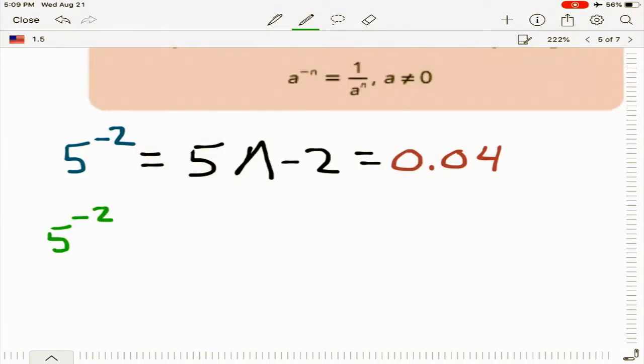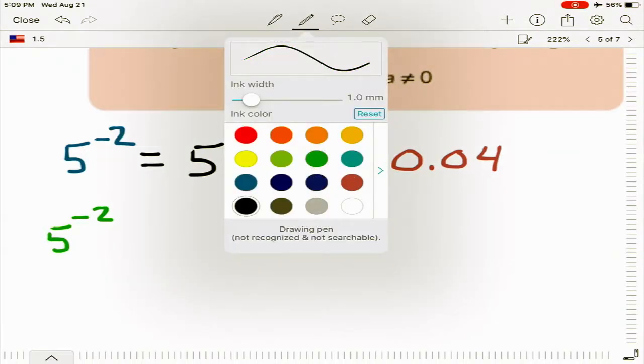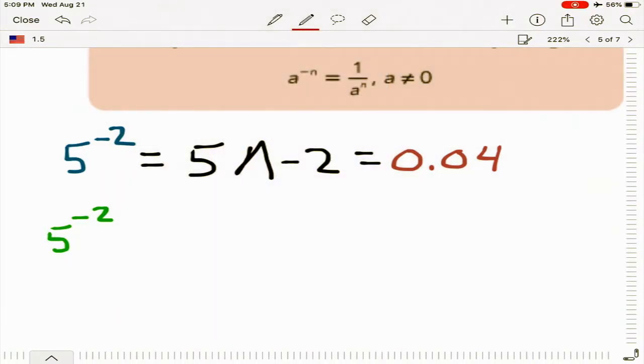5 to the negative 2 power. So whenever you're dealing with negative exponents, you should always think of fractions. It's easier to solve with a fraction. So the first thing I do when I see a negative exponent, the very first thing I do, is I make the base into a fraction. So now it's 5 to the negative 2 power over 1, right? I can make any number into a fraction if I put it over 1.